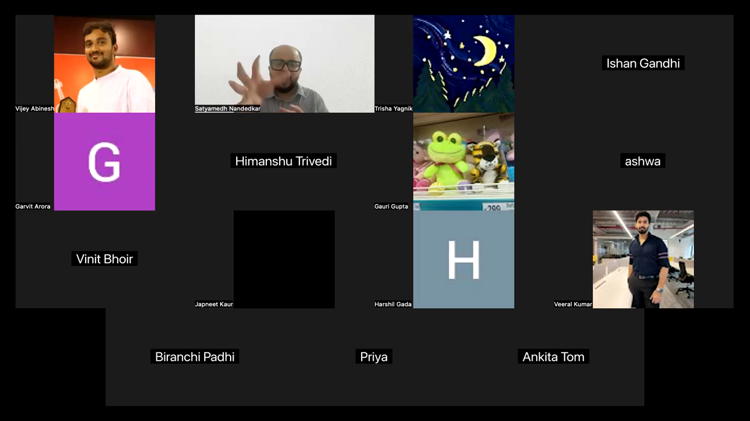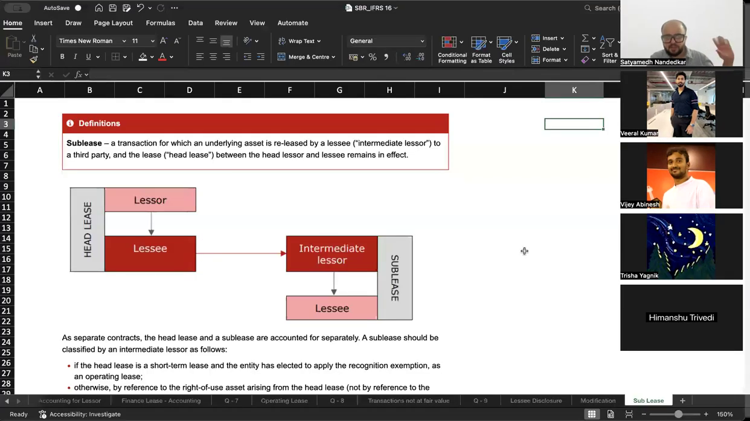Sublease is the same thing. I took this premises on lease from Trisha, and two rooms out of these 60 rooms I leased out to Garvit. So that is a sublease. It's not a different parallel concept altogether; it goes along with the lease. A transaction for which an underlying asset is re-leased by a lessee to a third party and the lease between the head lessor and the lessee remains in effect. So the lease agreement between Trisha and me is intact, and that does not hamper the sublease agreement that I have made with Garvit.